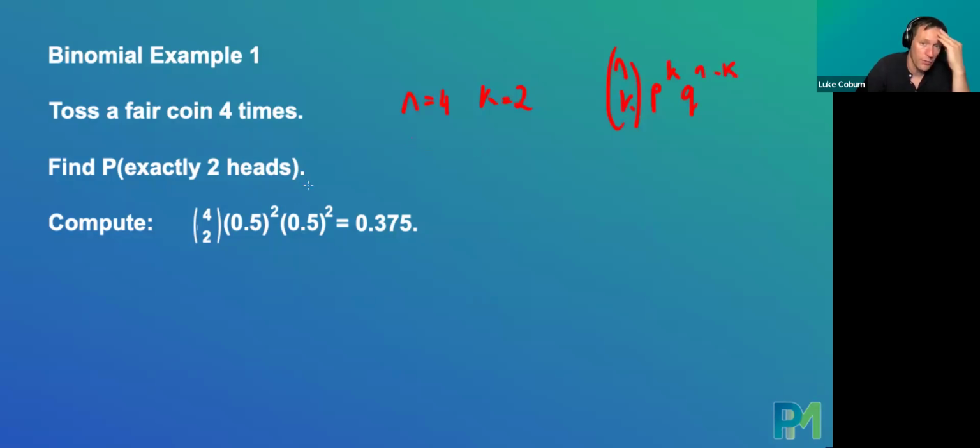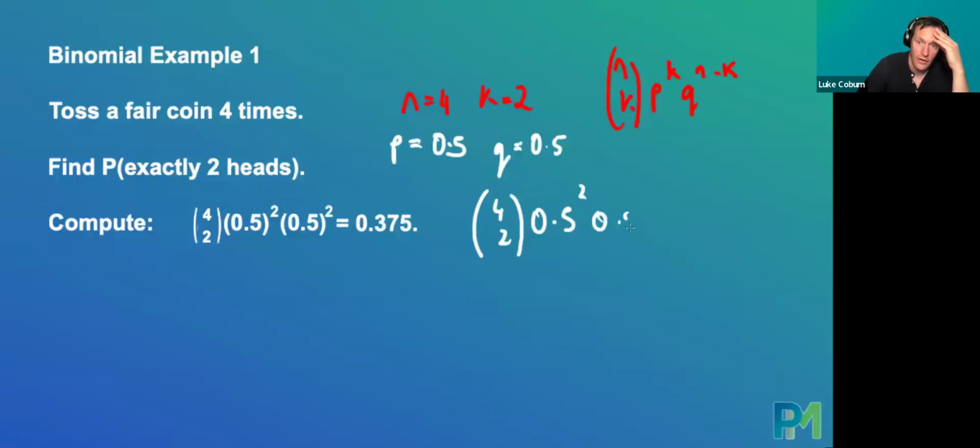And okay, so what do we want? We want exactly 2 heads, so k is equal to 2. So what do we do? The probability p of a head from a coin is 0.5. The probability of not a head, the tails, is also 0.5. So now we do 4 choose 2, and then p to the power k, which is 0.5 to the power 2, and then 0.5, which is q to the power of n minus k, which is 4 minus 2, which is 2. And then when we do all that, we get 0.375.